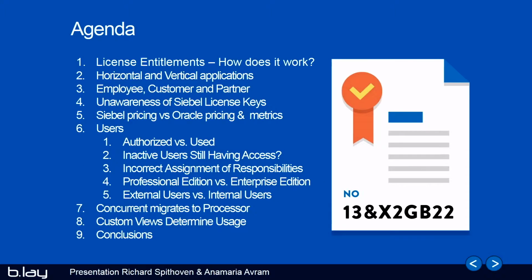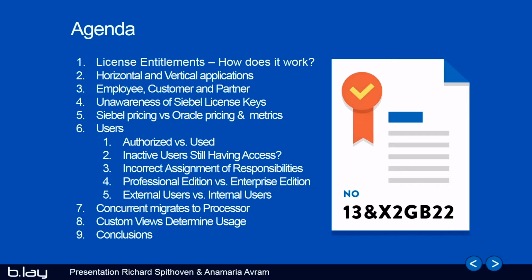We're going to cover a number of things today. So we're going to talk about how you actually need to look at your license entitlements and how that all works. What's the difference between horizontal and vertical Siebel applications? What's the difference between employee, customer, and partner applications? What are the issues about Siebel license keys and what is the unawareness we typically see with a lot of customers? We're going to talk about how the Siebel pricing has historically been applied versus how it translates to today's Oracle pricing methodology and metrics.